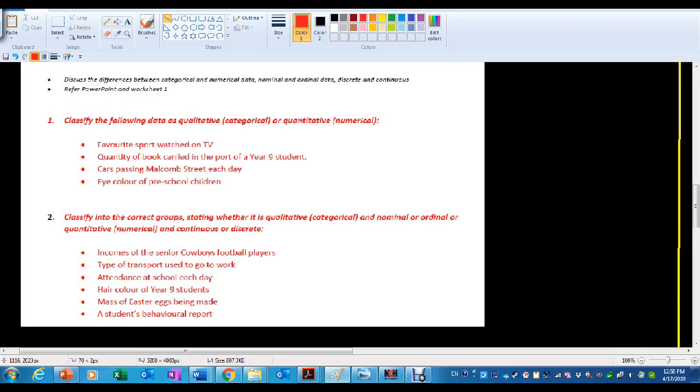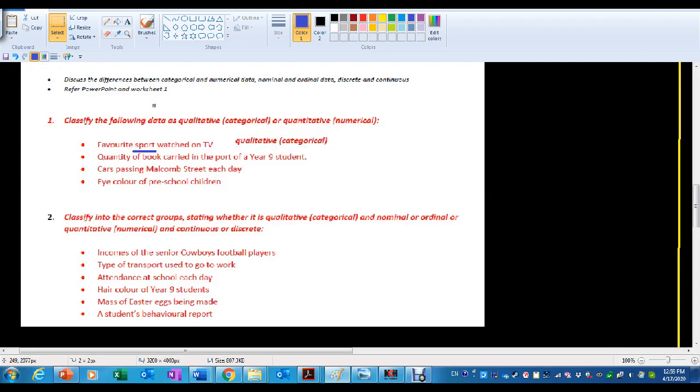So, for example, favorite sports. What are you going to answer if it's about sport? It could be rugby, could be footy, could be tennis. These things cannot be numbered, right? So they should be categorical or qualitative. Let's just copy and paste, it would be easier for me. So the answer for the first one is qualitative.